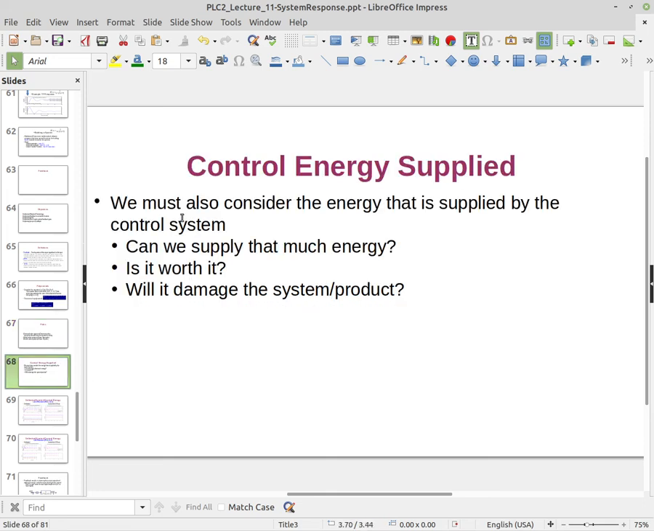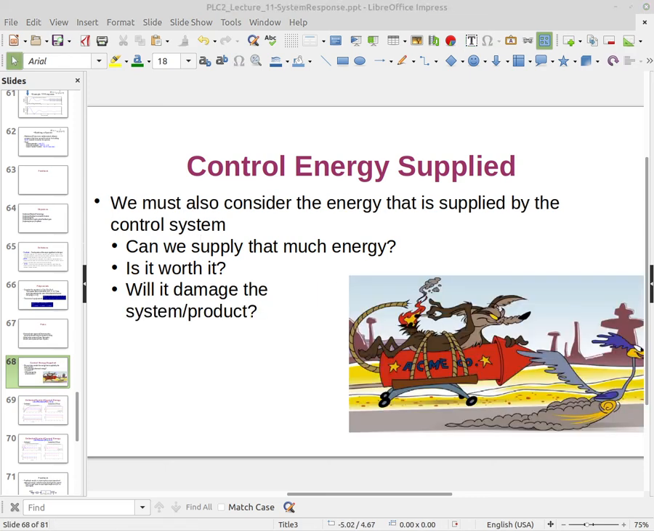All right, so when we try to push a system, if we're going to control the system, we also have to consider the energy that's being supplied. So the question is, if we're going to push the system, can we push it? How far? So when we're thinking about the control system here, we have to think about how much energy we have.